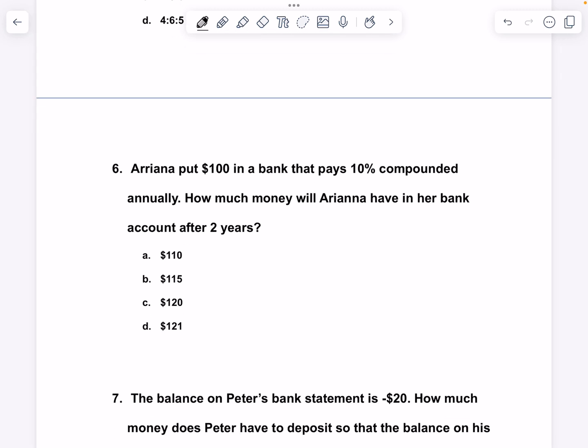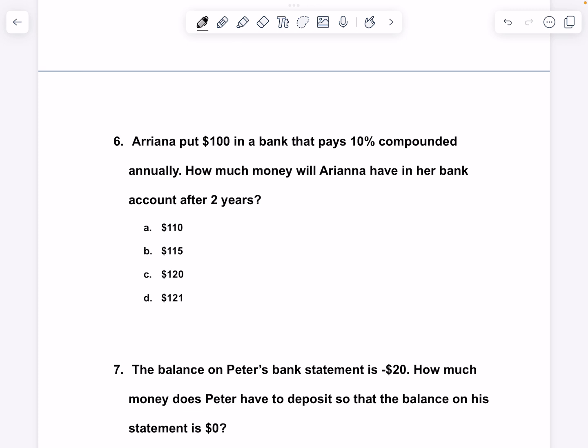Number 4 says that Ariana puts $100 in a bank that pays 10% compounded annually. How much money should she have in her account after 2 years? So the formula would be the amount deposited, so $100, parentheses 1 plus our rate, so we'll convert it to decimal, 0.10 is our decimal for 10%, so 1 plus 0.10, and then we'll put an exponent for the number of years, which would be 2, and that would be equal to $121. The answer is D.